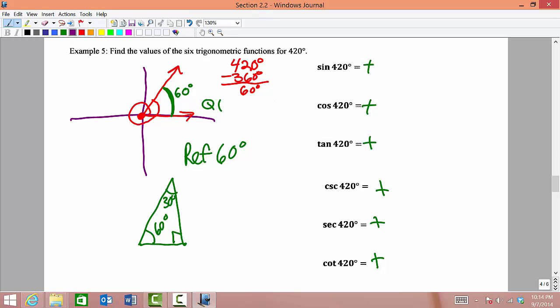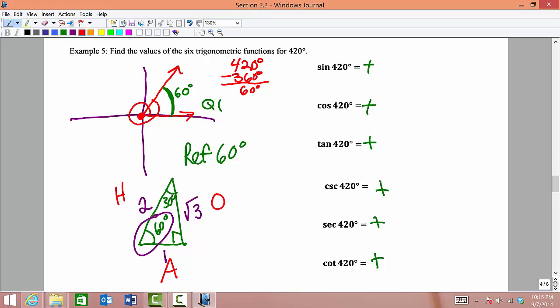And we need to know the sides of each. My hypotenuse is 2. Across from the 30 I have 1. Across from the 60 we have the square root of 3. Remember that we're working from the perspective of our 60-degree angle. So this would be the opposite side. This is my hypotenuse, and 1 would be my adjacent side.